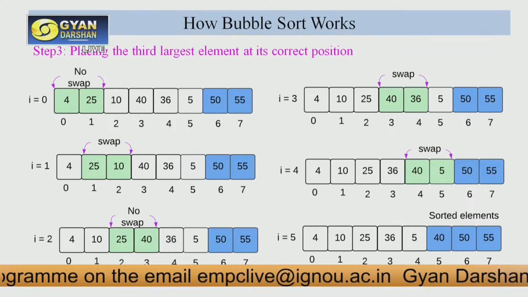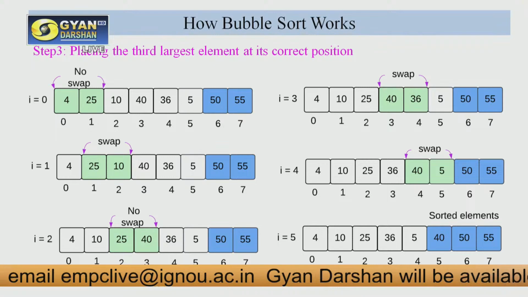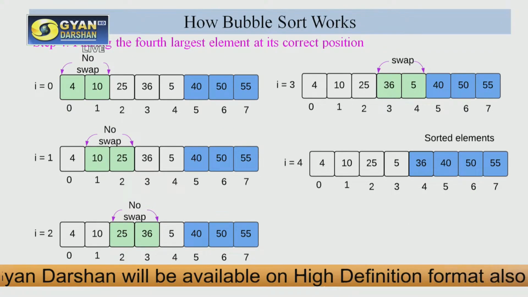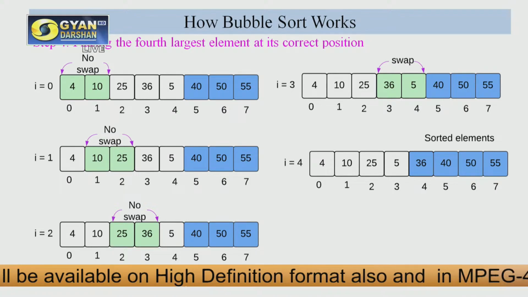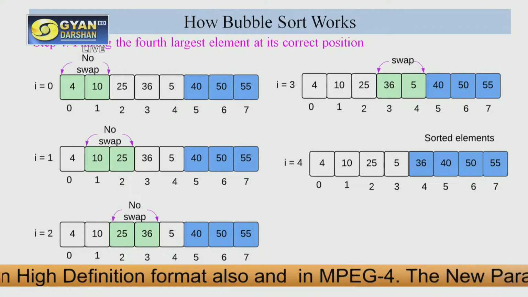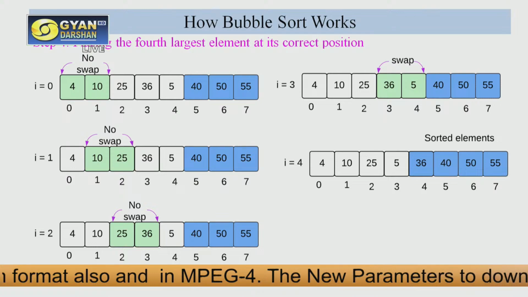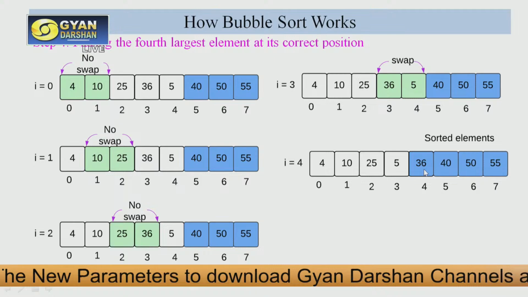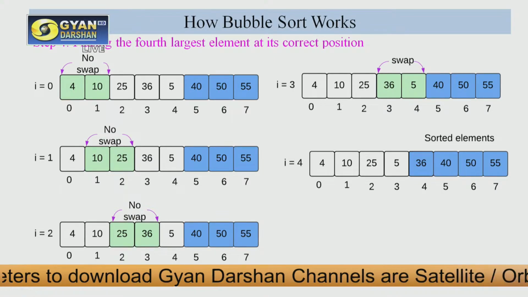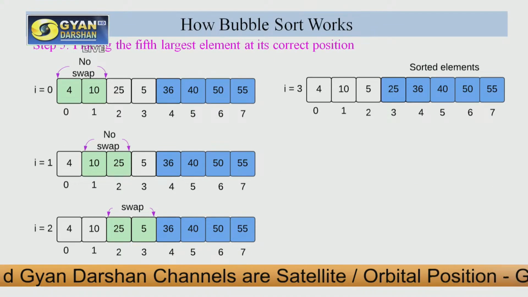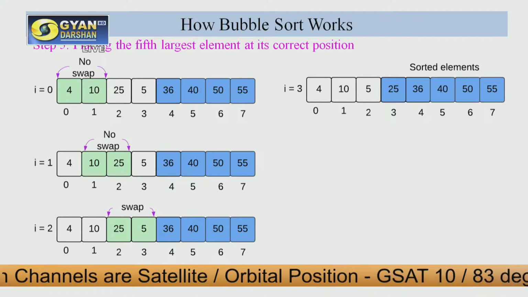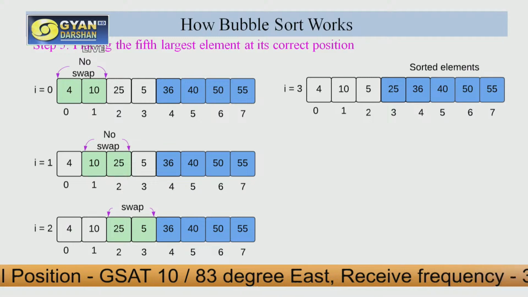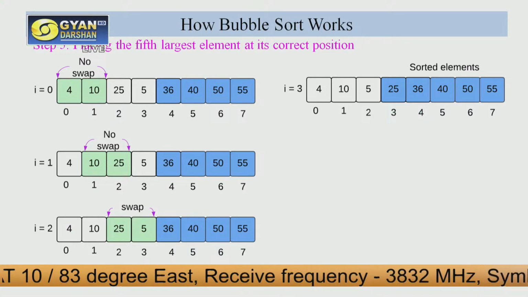That is the end of pass 3, or step number 3, and the same process is repeated for the next pass. The same process is done, and now the fourth largest element is placed at its appropriate place, as we can see in the last diagram. This process is repeated n minus 1 passes. If we have n number of elements, this process is repeated n minus 1 passes.